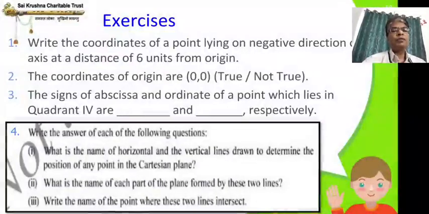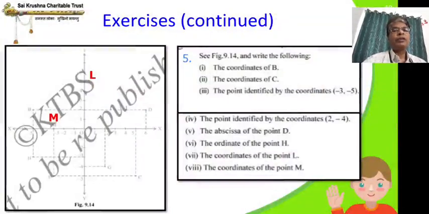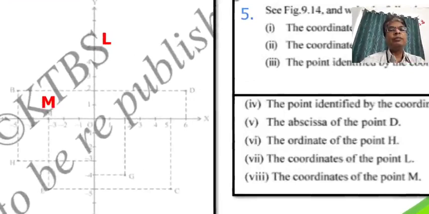Now we will see some questions. There are 4 questions on this page. Pause the video and note them down before we go to the next page, where we will see one more question. This is the 5th question. All are very simple. I have just put these points M and L because it is not clear, as KTBS is hiding them. So, I have put M and L. If you just expand it, you will be able to see.